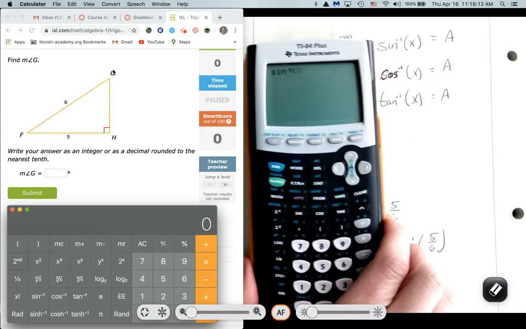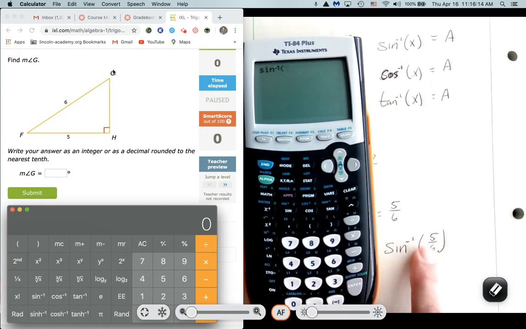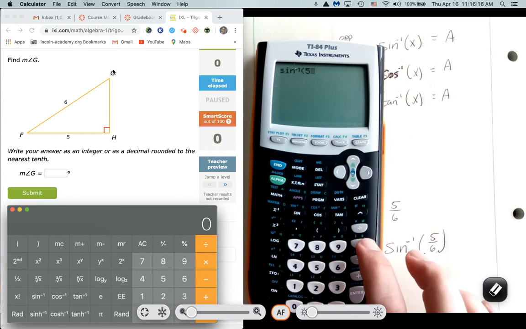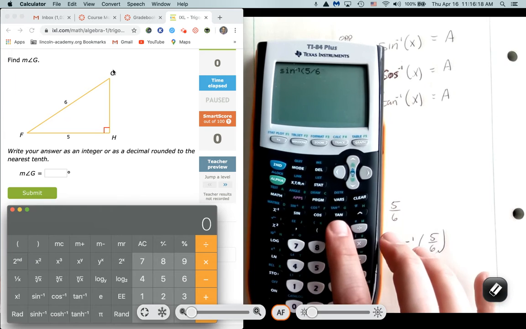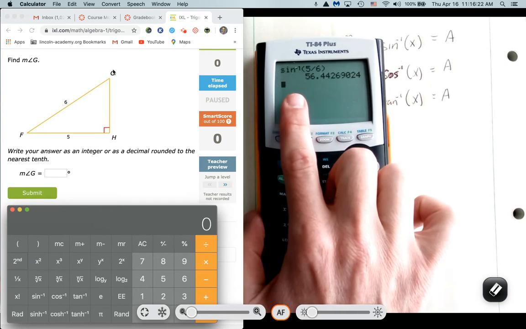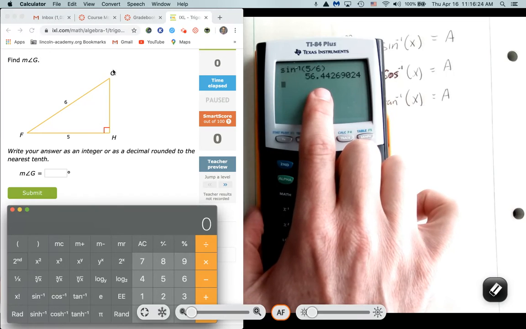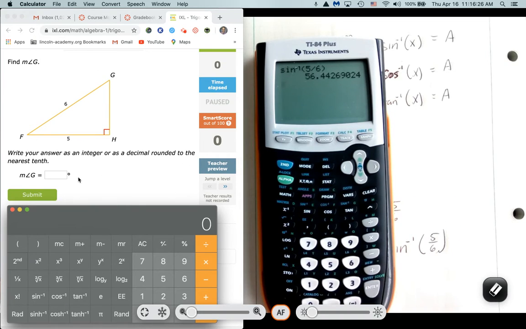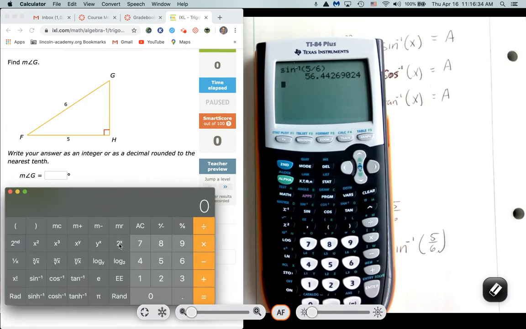Now I'm going to type in that ratio of 5 over 6, or 5 divided by 6, and I'm going to hit enter. It tells me that angle measure is 56 degrees. Now, it does say round to the nearest tenth, so I'm going to do 56.4 degrees.